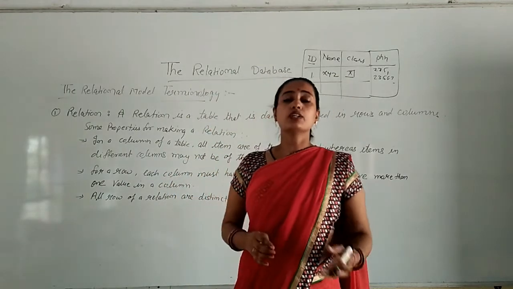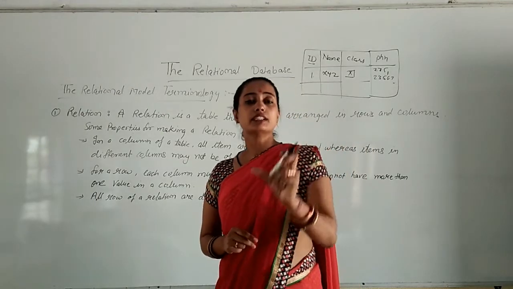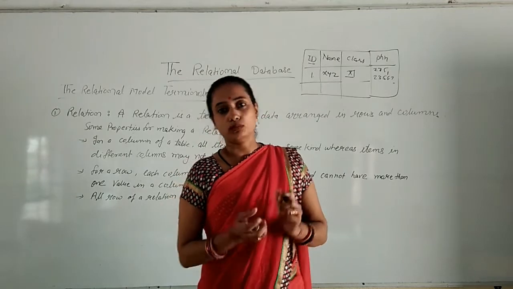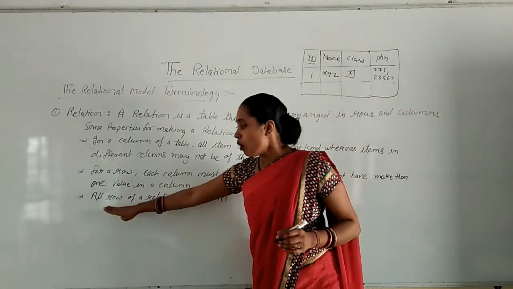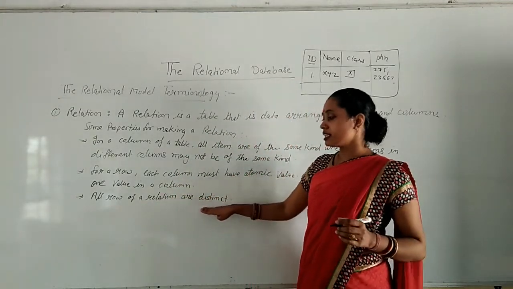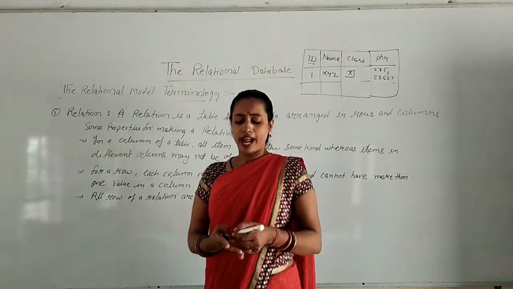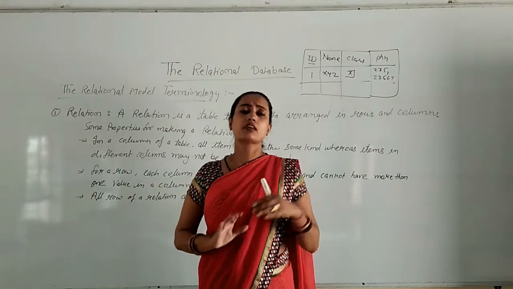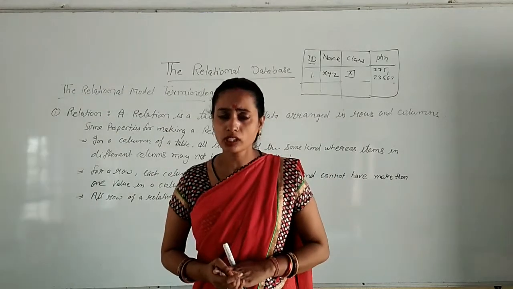So it is totally wrong. You always enter one data item in one row and one column. Okay, the third one is what? All rows of a relation are distinct. It means try to enter all the data so that it is not the same in any manner.